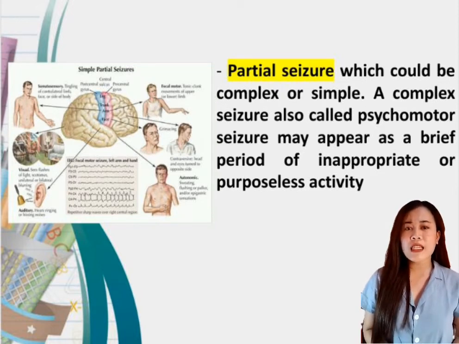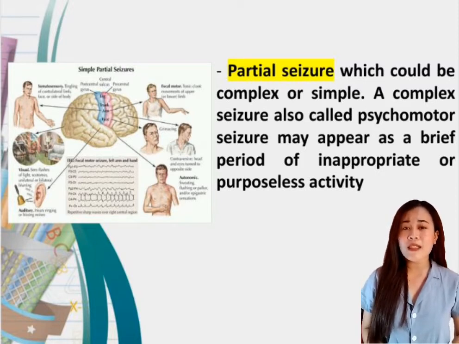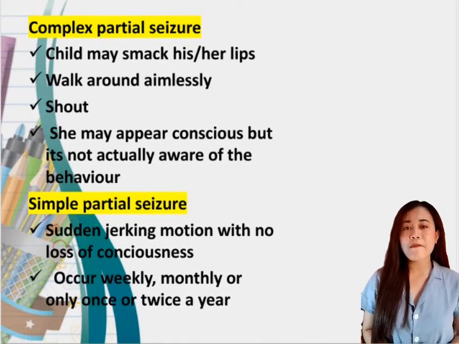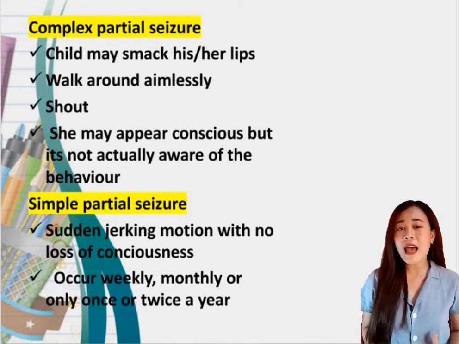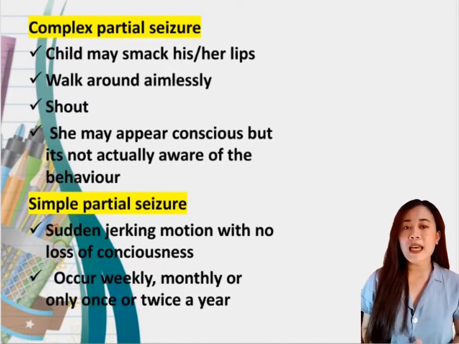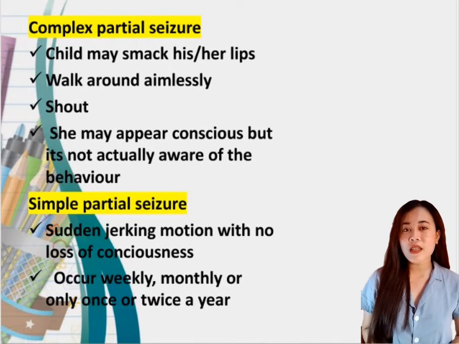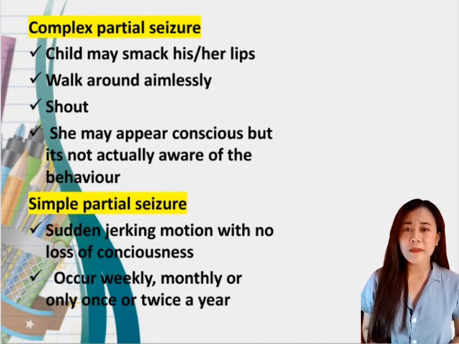In partial seizure, abnormal electrical brain function occurs in one or more areas of one side of the brain. A child who has a complex partial seizure may smack his or her lips, walk around aimlessly, or shout. It could last 2 to 5 minutes. Then the affected child gets amnesia and will not remember what he or she did after the incident happened. The simple partial seizure is characterized by sudden jerky motions with no loss of consciousness. It may occur weekly, monthly, or only once or twice a year.